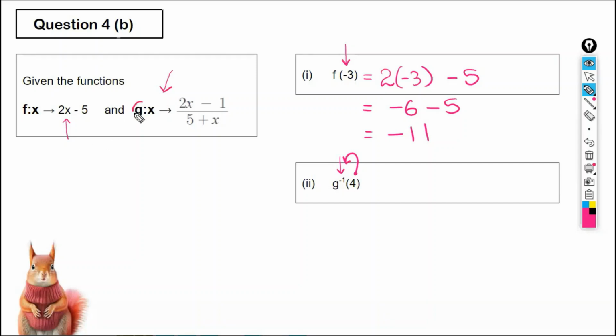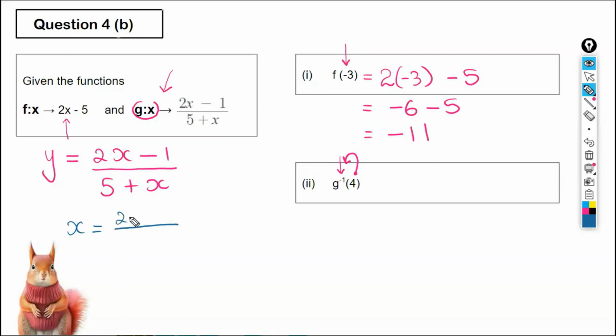What we have to do first is replace the g(x) with the letter y, right? Then we have to switch the x and y's. Wherever you see a y, it changes to x, and anywhere you see an x, it changes to y. So this y will change to x, and this x will change to y's. And after you make that switch, you have to try to make y the subject again. We're going to use cross multiplication for that.